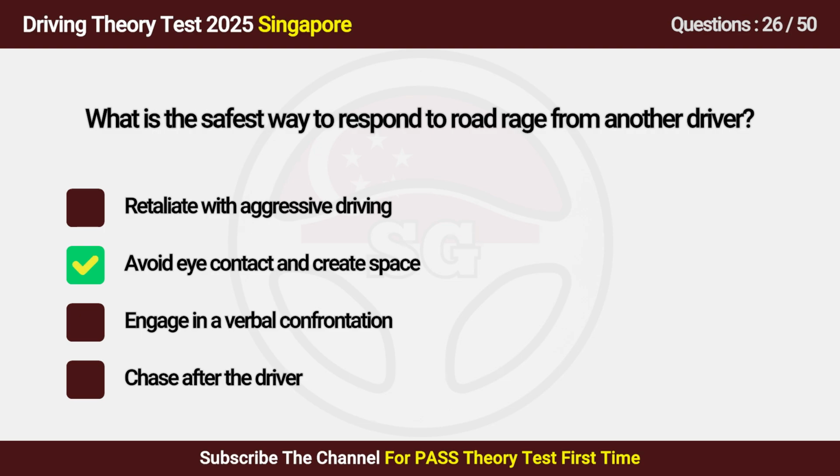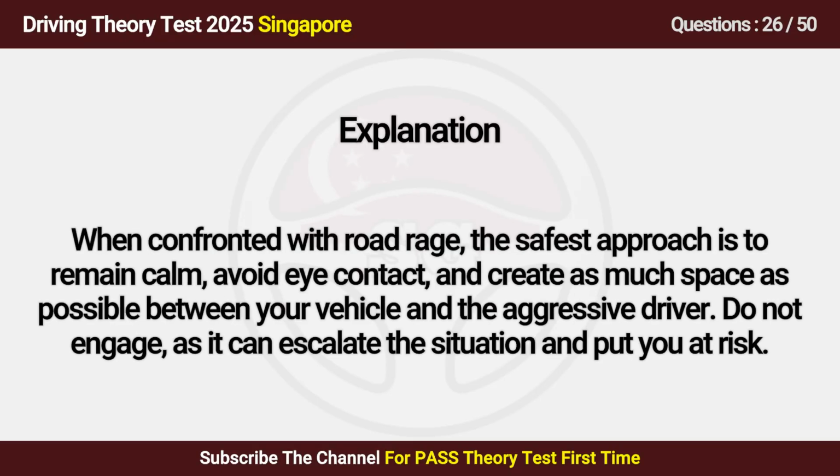Answer is B. Avoid eye contact and create space. When confronted with road rage, the safest approach is to remain calm, avoid eye contact, and create as much space as possible between your vehicle and the aggressive driver. Do not engage, as it can escalate the situation and put you at risk.